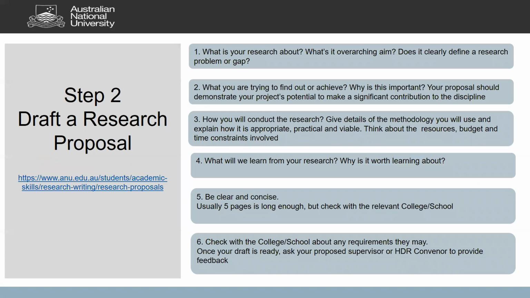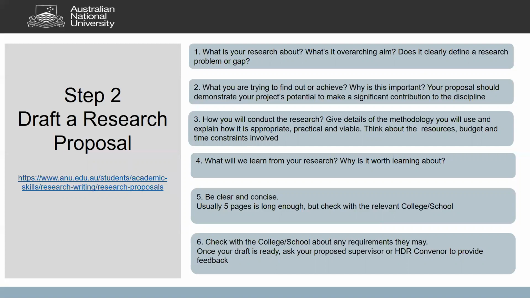Step 2, you need to draft a research proposal. Information about what should be included in the research proposal is listed on the website there. For a strong research proposal, the following 6 points need to be considered. For instance, you need to include what your research is about. What is its overarching aim? Does it clearly define a research problem or gap? What are you hoping to find out or achieve, and why is it important?